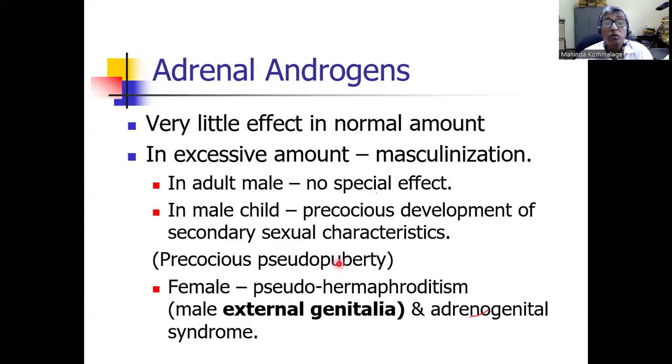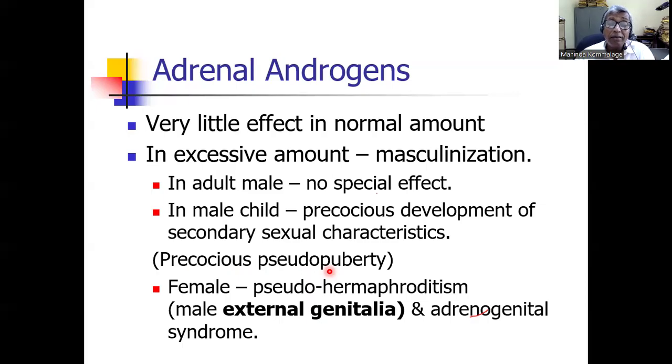Excess male-like features. So one example: a child gets increased androgen from the adrenal cortex. He gets secondary sexual characteristics earlier than expected. I hope you learn about secondary sexual characteristics at the advanced level, and you will learn more in the reproductive system, where we call this precocious pseudo puberty, because externally secondary sexual characteristics develop early. Precocious means early development of puberty in the male.